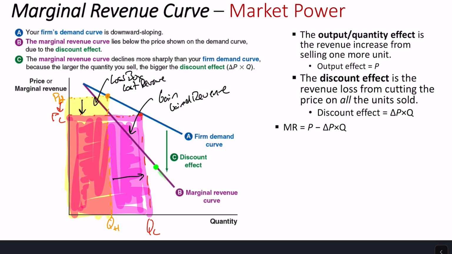That's where this marginal revenue curve comes from, right here. Marginal revenue is not going to be the same as our firm demand curve. It's going to be lower. It's going to be below that firm demand curve because of what's called this discount effect. That discount effect is going to be the revenue lost from cutting the price on all the units sold. And so this yellow box here, the loss box, is coming from this discount effect. And that's what's causing our marginal revenue curve to be lower than the demand curve.